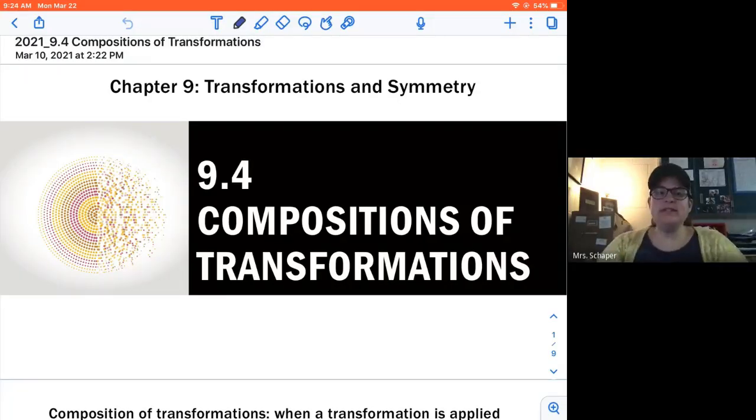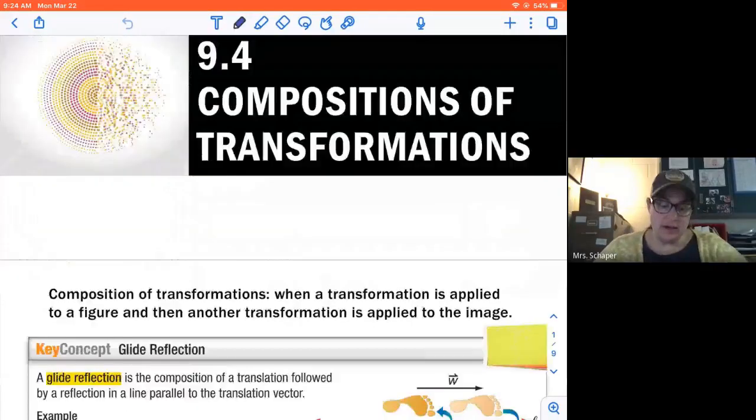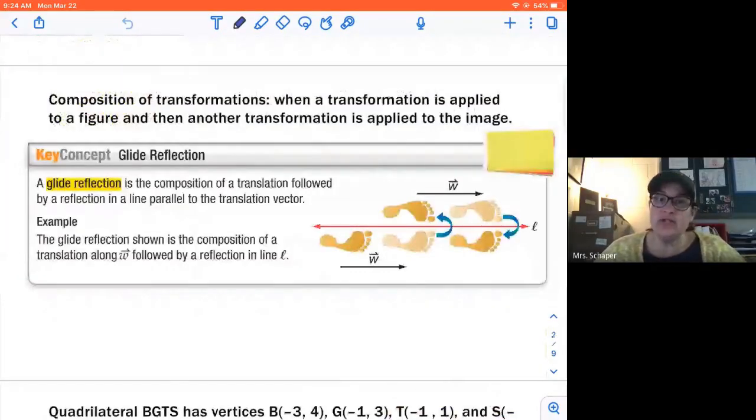Hey, mathematicians. Today we're going to be talking about the 9-4 compositions of transformations. So continuing to look at transformations, but this is going to be putting a couple of them together. So what we're going to do is start with the composition of transformations.